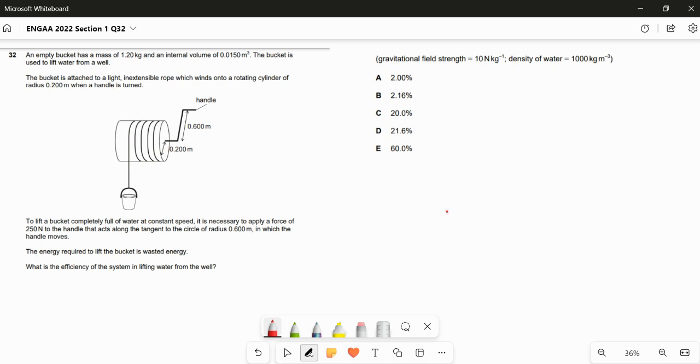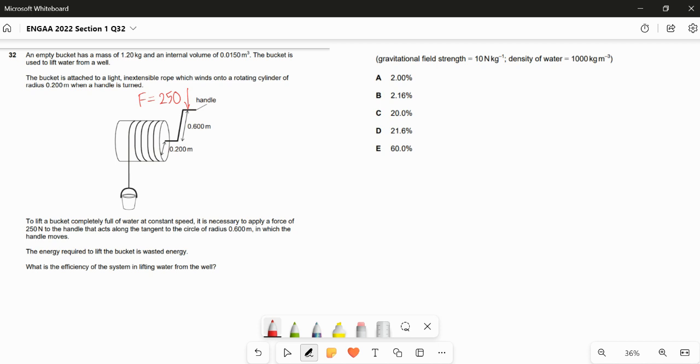Well, we're having to apply a force of 250 newtons here to lift this bucket of water. So every time we crank this handle, we're having to complete one full rotation of the cylinder in order to lift this bucket of water. Some people might think to use moments here, but it actually makes more sense to use energy because, again, we're talking about efficiency of the system. So how much energy we're putting in, how much energy we're getting out that's useful.